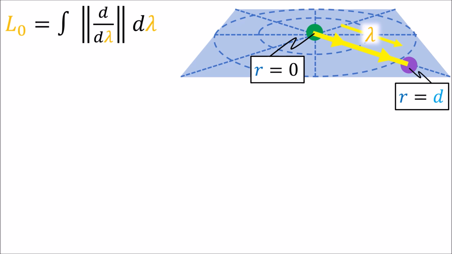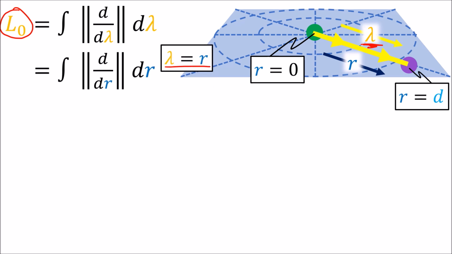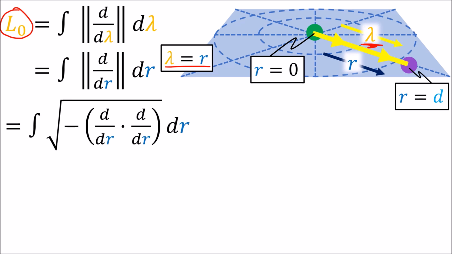However, to get the true physical separation between these two particles, we need to draw a path between the particles at a constant time and integrate over the path to get its proper length L0. We can parameterize this path using a path parameter lambda, but since this is a path along an r coordinate line, we can just use r as the path parameter. To integrate over the length of the r tangent vectors, we use the square root of the negative dot product, since these are space-like tangent vectors with a negative squared length.